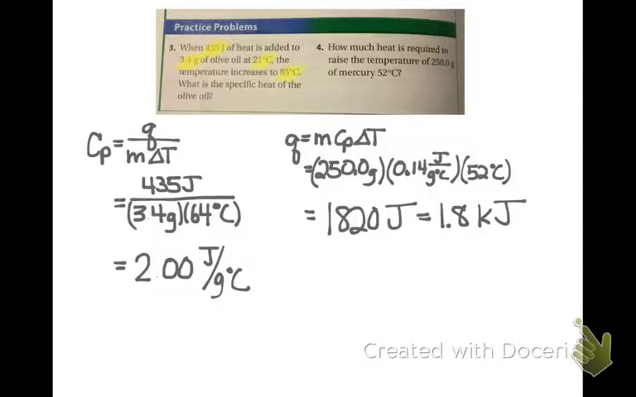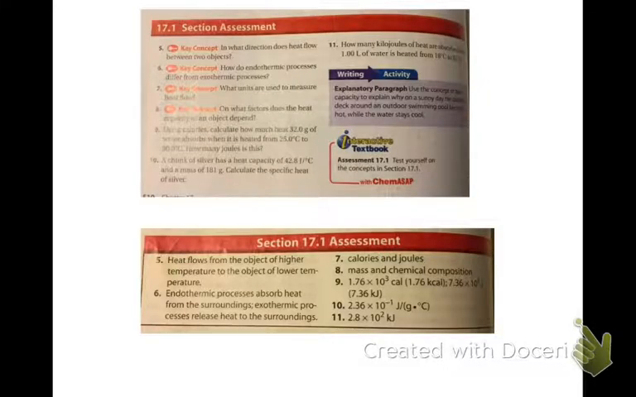What I did here was I put the questions 3 through 11 from section 17.1 assessment, and then right below it I put the keys. So you might want to just pause the video so that you can look at your answers and compare them to the answers that are shown on the screen. 9, 10, and 11 are math problems, and in number 9 you're going to be using Q equals mass times C sub P delta T to solve for that.